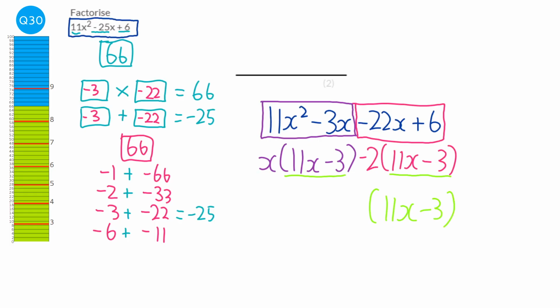And the bit that's left over is an x and a minus 2. And we actually put those together to make a second bracket. And so our answer is x minus 2, 11x minus 3. Or the other way around, you could have 11x minus 3 brackets x minus 2.